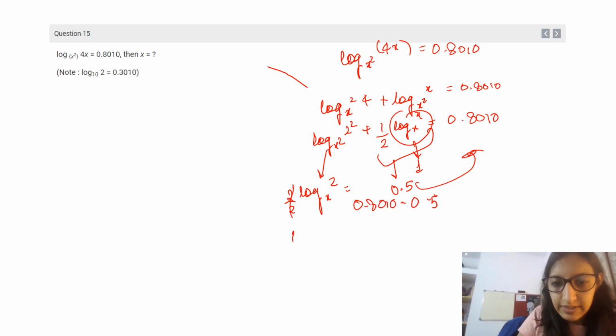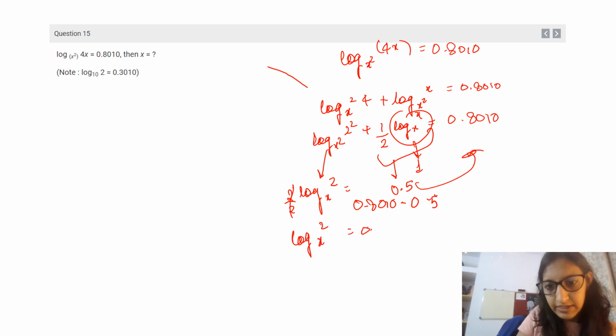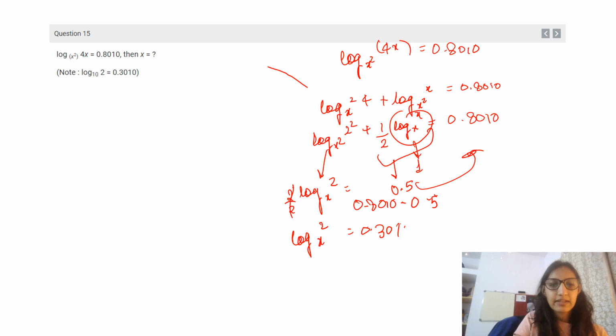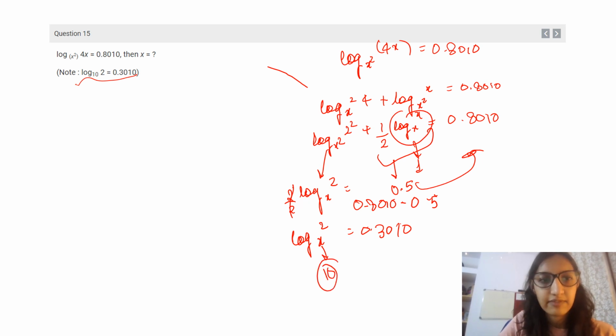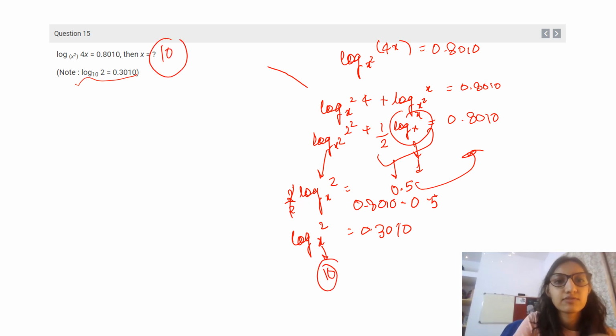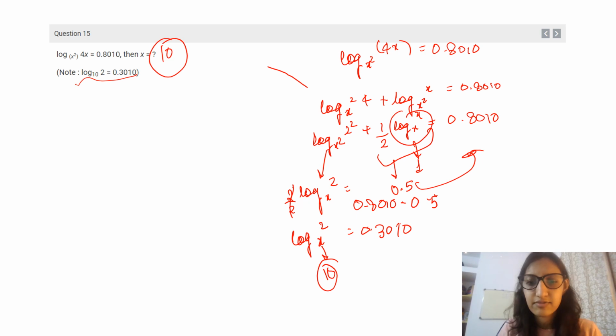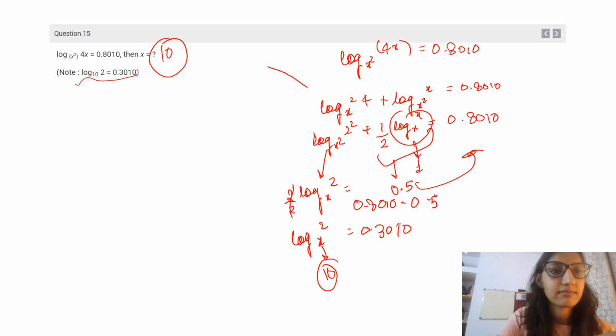So this can be cut down. This is log x 2. This gives you 0.3010. And it's already given here that log 10 2 is 0.3010. So x has to be 10, definitely 10. So this was very simple. You just had to solve this. Okay, it's done.